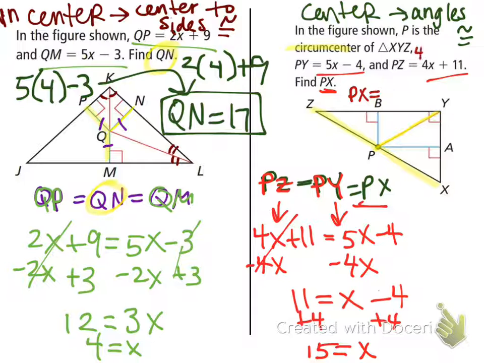Which one do we want to plug it into? I think the 4x is easier. Either way you're going to do it. What is 4 times 15? 60. Plus 11 is 71. So even if you had plugged it in over here, 5 times 15 is 75, and then minus 4, you would still get 71.